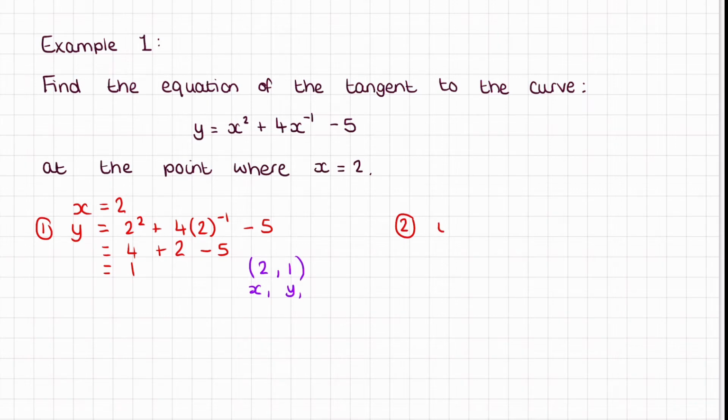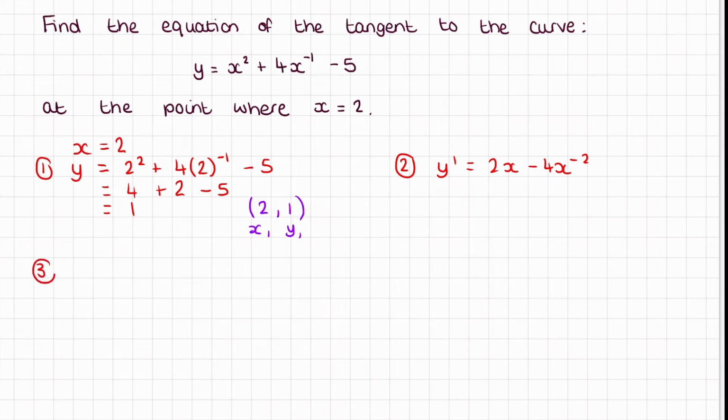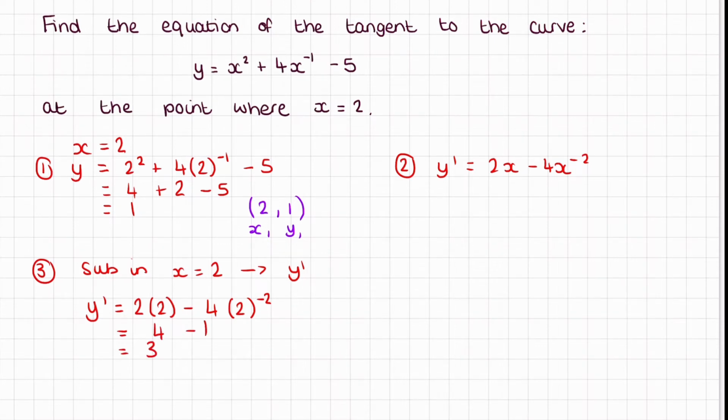Next step, find the gradient, so y dash would equal 2x minus 4x to the power of negative 2. Then from here, we're going to sub x equals 2 into the derivative, which will give us 2 times 2 minus 4 times 2 to the power of negative 2, which will be 4 minus 1, which equals 3. So our gradient at that specific point is 3. So m will equal 3.